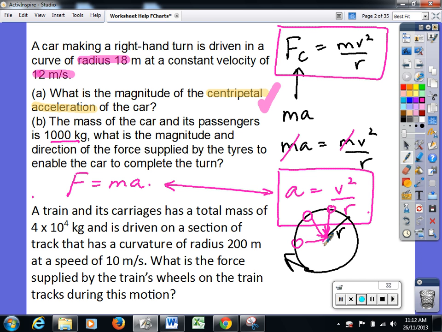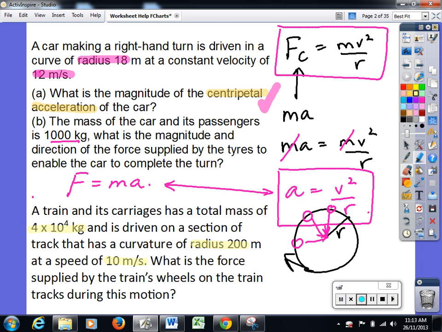The second question here, which you can attempt after pausing the video, is a train going around in a circle. So the train and its carriages have a mass. This time we're given the mass. So there it is. The radius of curvature is 200 and the tangential velocity. This question is asking what is the force applied by the train's wheels on the train tracks.